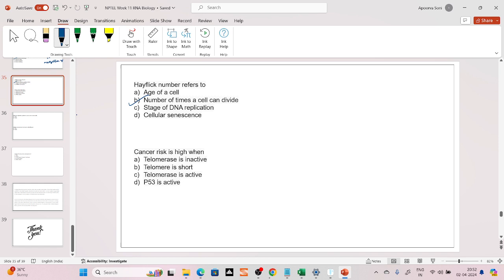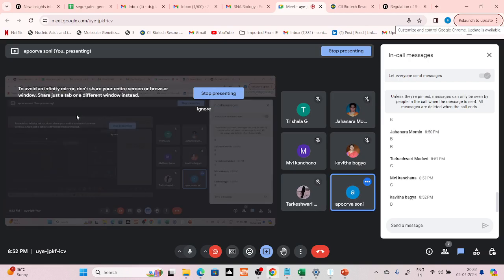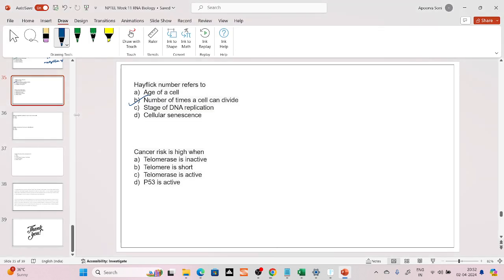Okay, I'm switching the screens. Let me see. Okay, so Madhvi, Kanchana, and one more have answered C, and Kavita has answered B. Okay, so the correct answer is C.